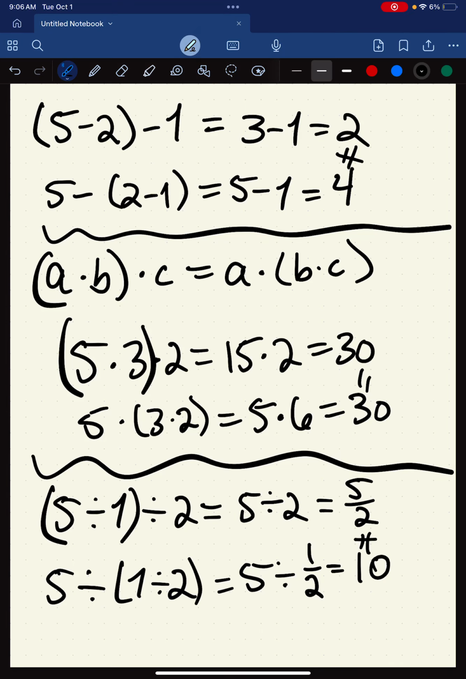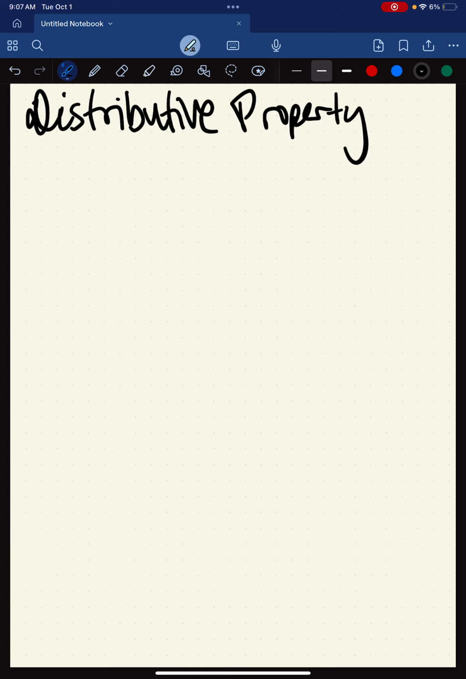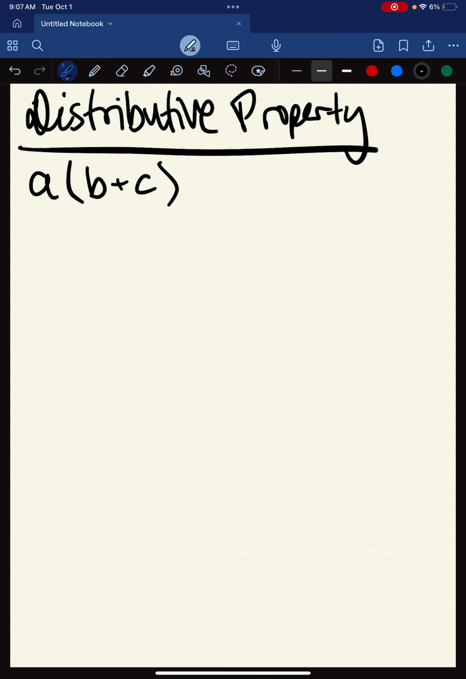Welcome back. Today we're going to be taking a look at the distributive property of real numbers. So let's start out with what the distributive property is in general. It says for real numbers a, b, and c, a times (b plus c), and remember from the order of operations, b plus c is done first, and then we multiply by a, is equal to a times b plus a times c.